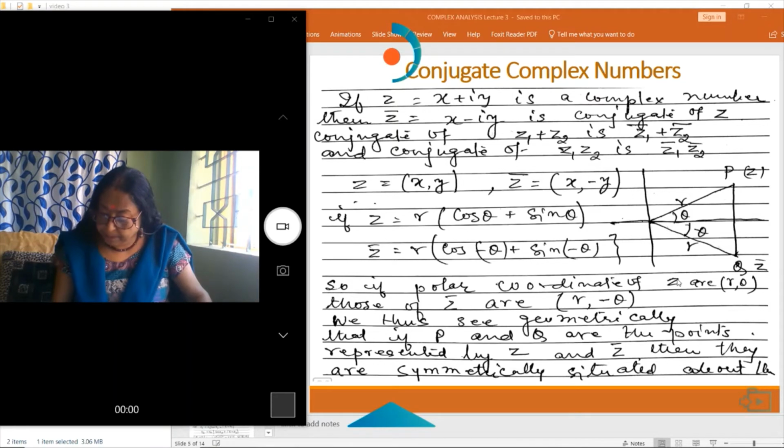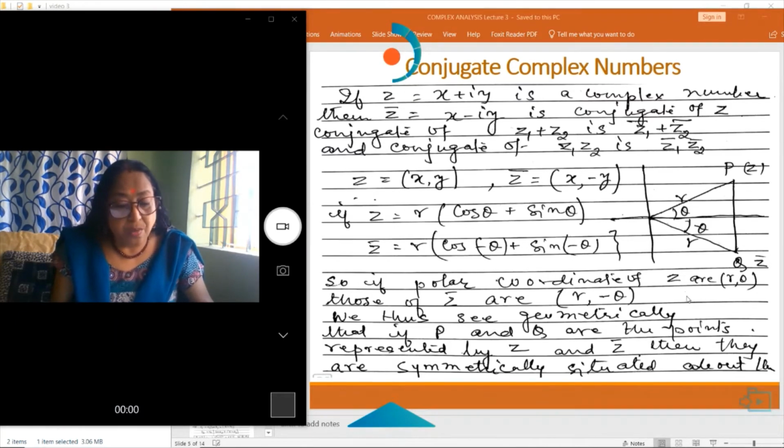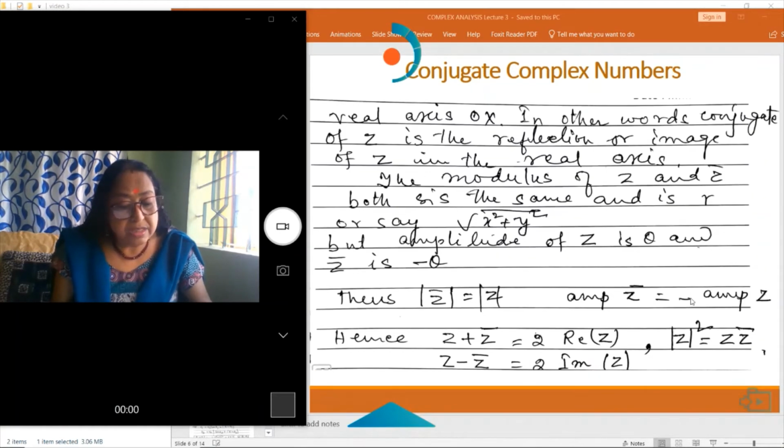So we can see from the figure, we thus see geometrically that if P and Q are the points represented by z and z bar, then they are symmetrically situated about the real axis OX. In other words, the conjugate of z is the reflection or image of z in the real axis.